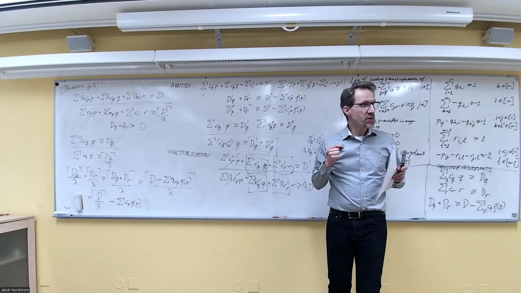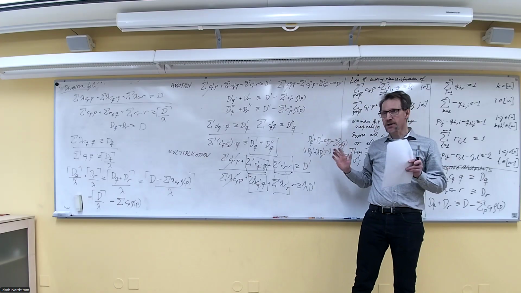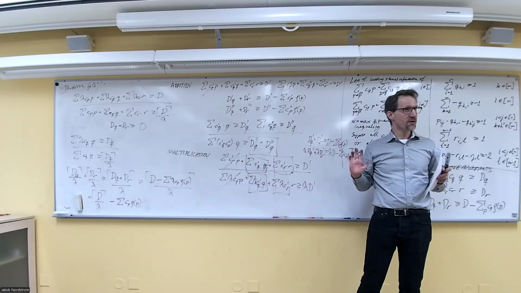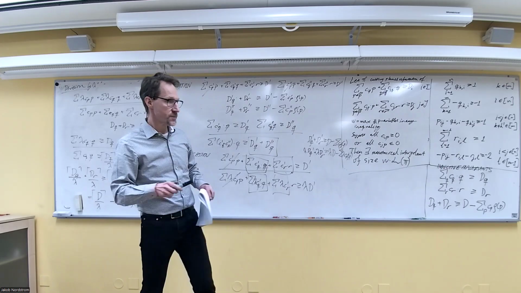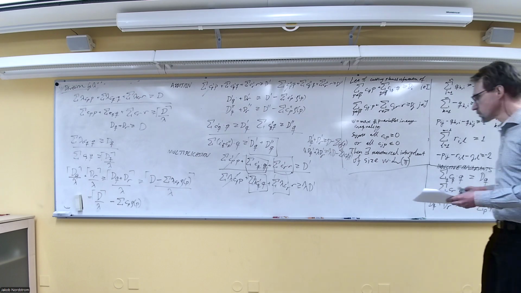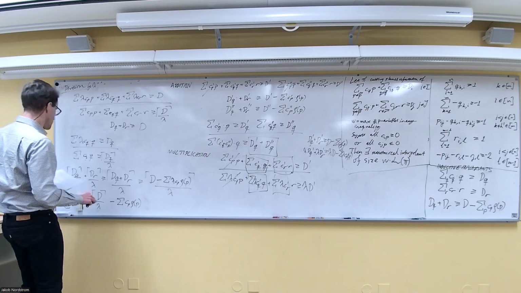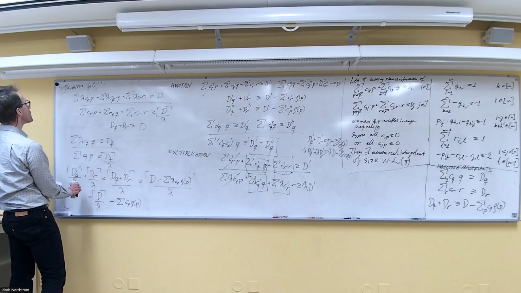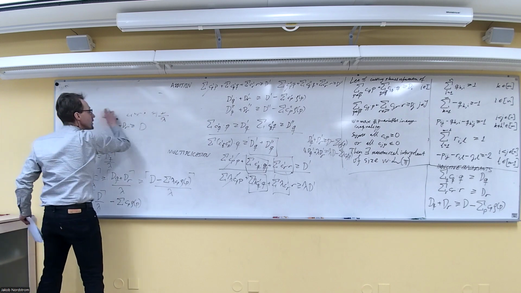We need to show that this is computable by a monotone circuit. I mean, you and I can see it with our eyes, but can a monotone real-valued circuit see? Yeah. So let's talk about this.